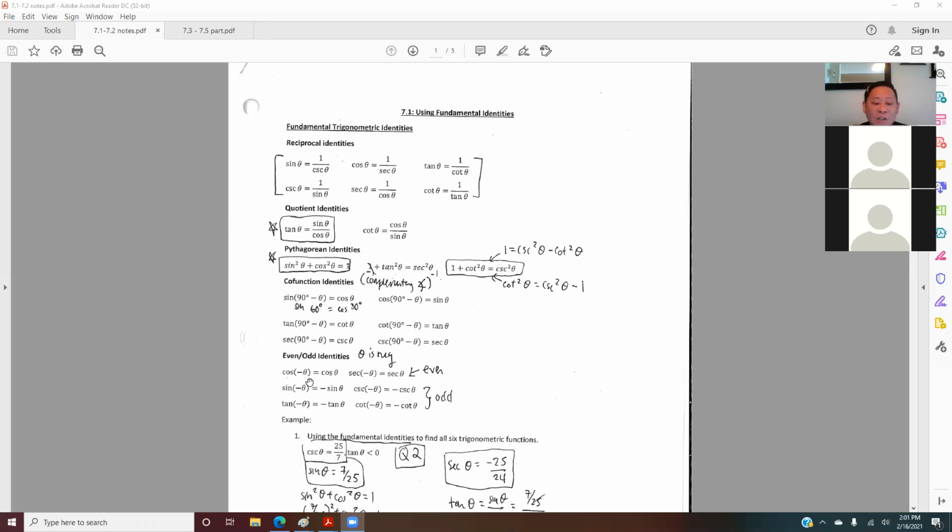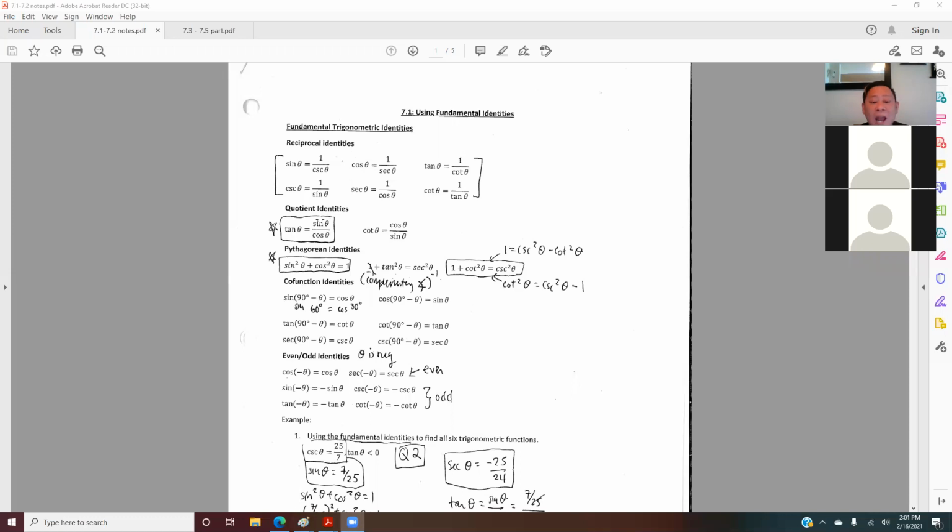The even-odd identity is used when your angle is negative. So if you see any negative in your angle, you use the even-odd identity. The cofunction identity is used when you have 90 degrees minus theta, or pi over 2 minus theta, depending on whether it's degrees or radians. So make sure you know when we use the cofunction identity. And the reciprocal identity, I think you are very familiar with.